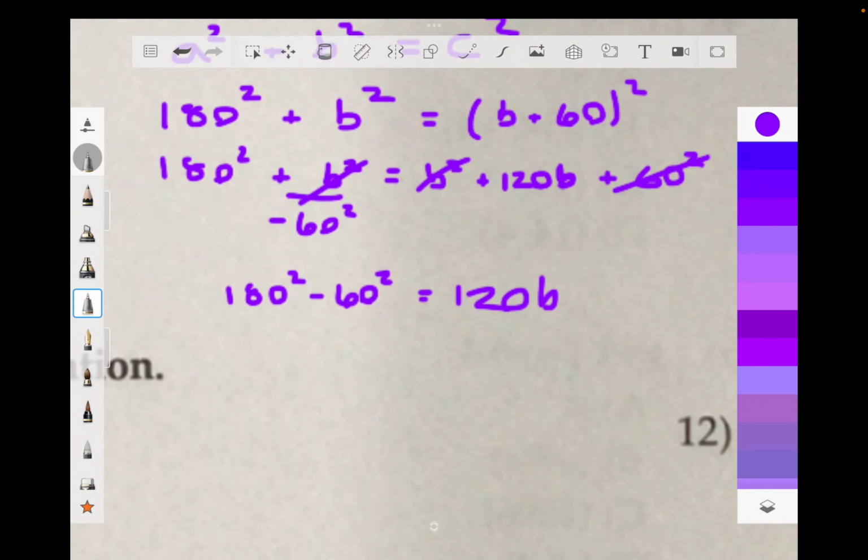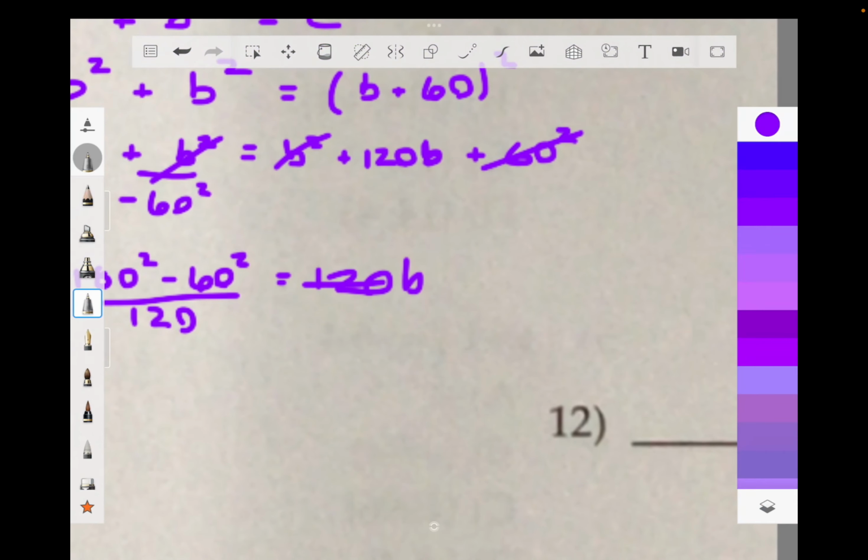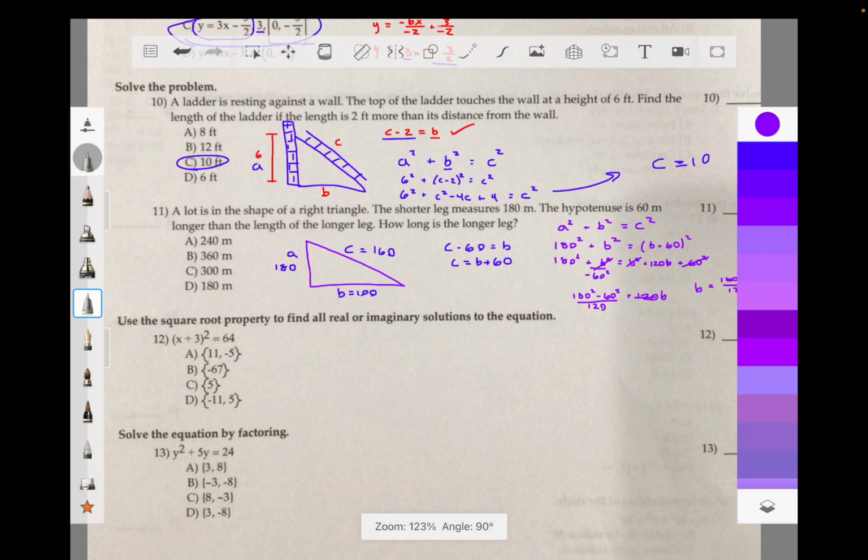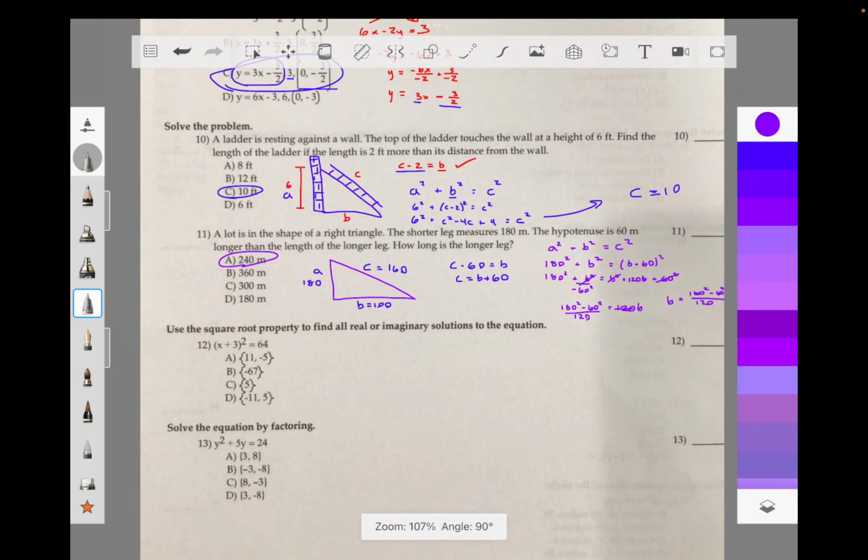Divide by 120 on both sides. This cancels out. This becomes 120. So B equals 180 squared minus 60 squared over 120, which I think is 240. I don't remember. Pretty sure.